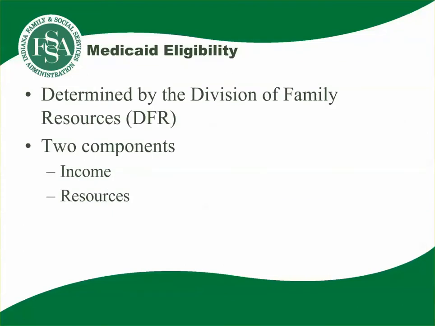So again, Medicaid eligibility is determined by the Division of Family Resources, the DFR, and there are basically two components to the eligibility process. They're looking at income, and then they're looking at resources or assets.